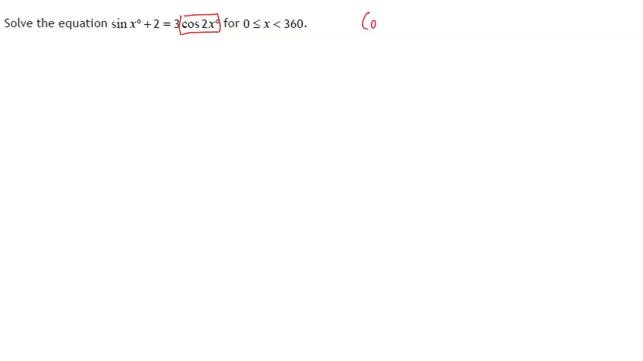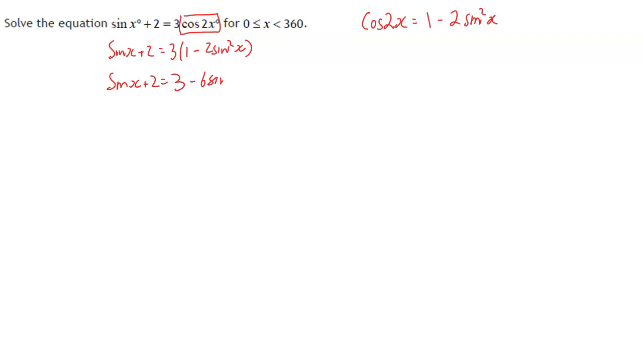Well, if we think back to our formula list, we know that cos 2x is the equivalent of 1 minus 2 sine squared x. If I use that in there, I'll get rid of the cos, I'll get everything in terms of sine, and I'll have a quadratic that I can solve. So let's do that. So I'll have sine x plus 2 equals 3 bracket 1 minus 2 sine squared x. Multiply out the bracket and I get sine x plus 2 equals 3 minus 6 sine squared x.